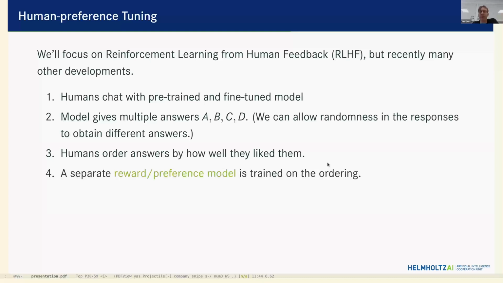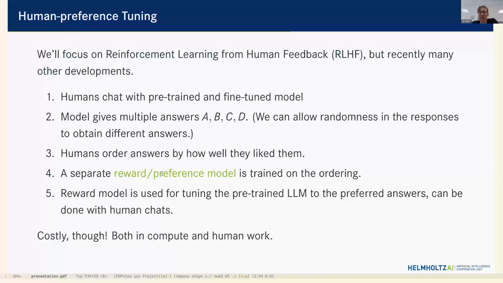And then a separate model is trained on how this order was given. So basically what we try to do is create a separate model that evaluates different text, that gives text a certain positivity value depending on how well the human liked it. So we try to simulate how well humans like text in this reward or preference model. And once we have that, we can use this preference model to make our large language model say things that humans would probably have preferred.